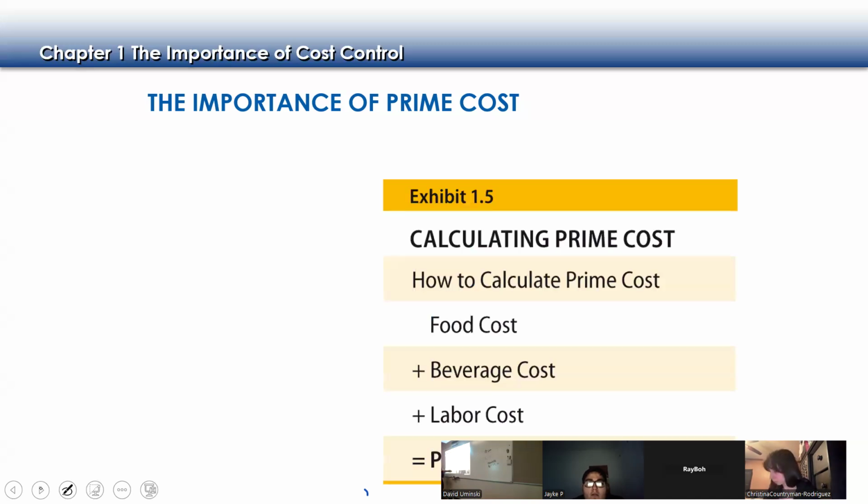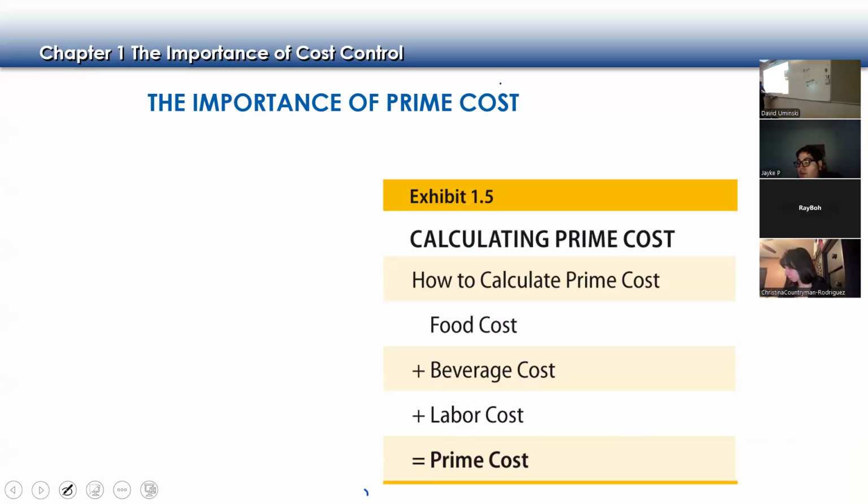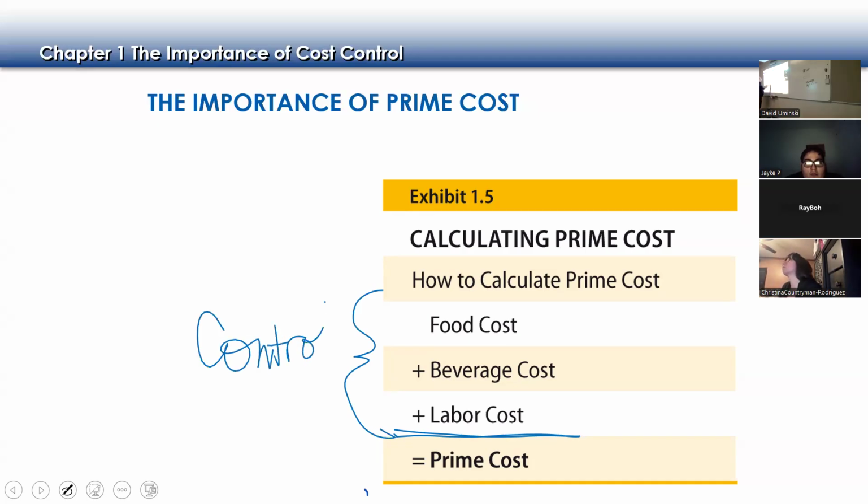So prime cost. Prime cost is food, beverage, and labor. Okay. Prime cost is food, beverage, and labor. So all three aspects. And the reason why these are our prime costs is because these are the ones we have the most control over.